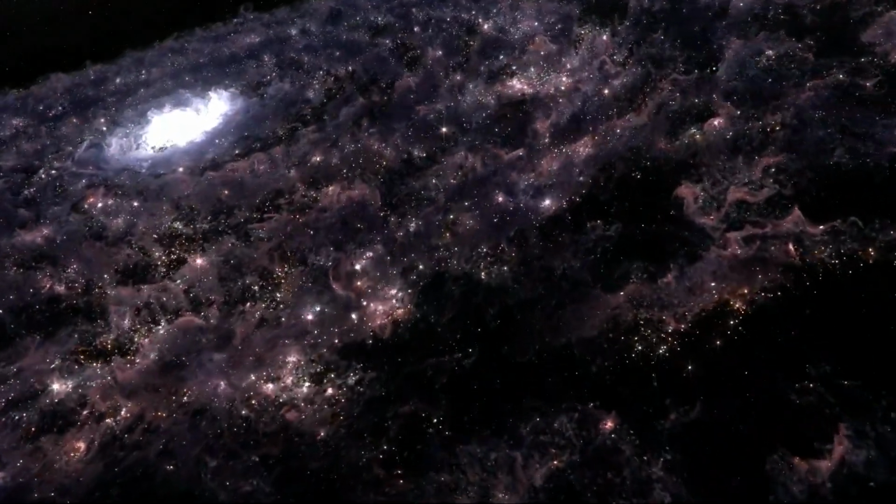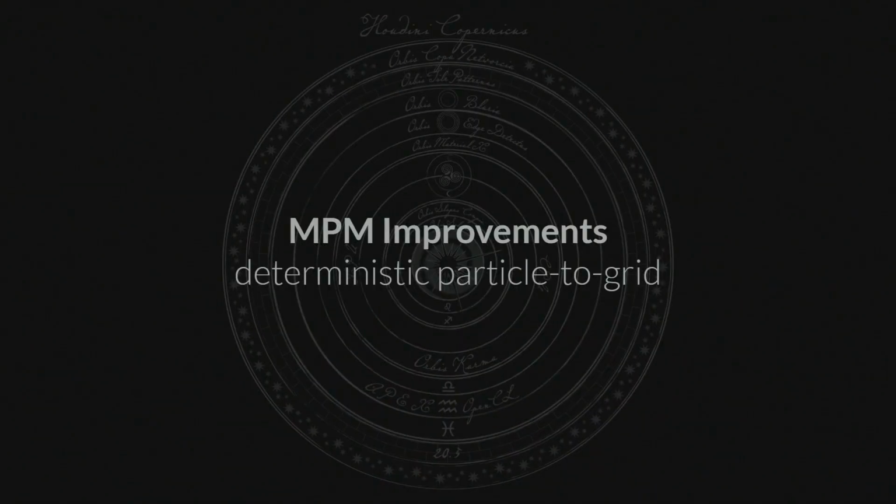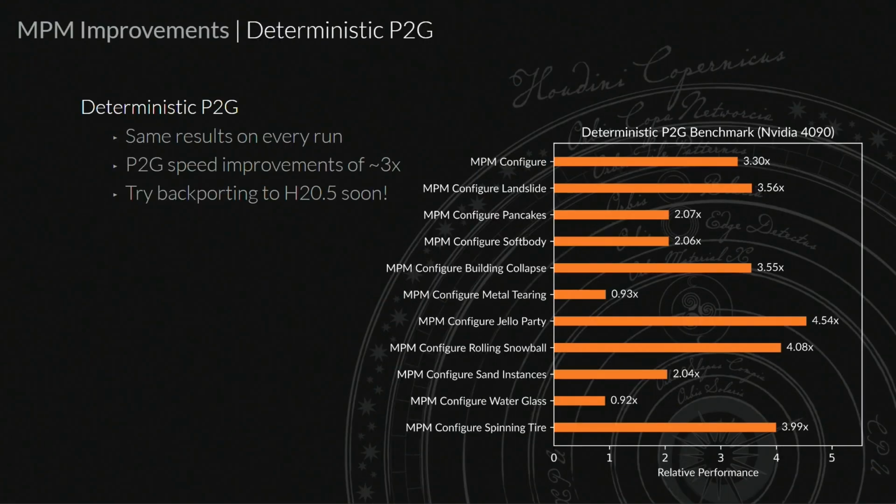So one last thing that I wanted to say. Recently, I've been working on some MPM improvement, and more specifically, I've been working on a deterministic particle-to-grid step of the MPM solver. As some of you might know, at the moment this step is not deterministic, so it means that if you run the simulation multiple times, you're going to get slightly different offsets at the end. Obviously, we want to fix that and get a better output to be able to reproduce bugs or other things. But I realized that by doing that, I was also able to get some speed improvement.